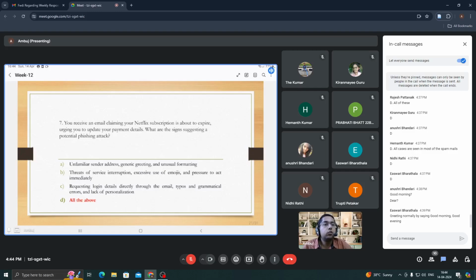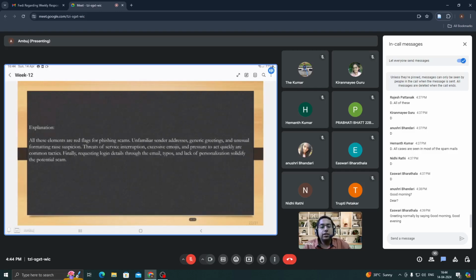So D would be the correct option. All these elements are red flags for phishing scams. Unfamiliar sender addresses, generic greetings, and unusual formatting raise suspicion. Threats of service interruption, excessive use of emojis, and pressure to act quickly are common tactics. Finally, requesting login details through email, typos, and lack of personalization solidify the potential scam. This is the explanation of this question from my side.